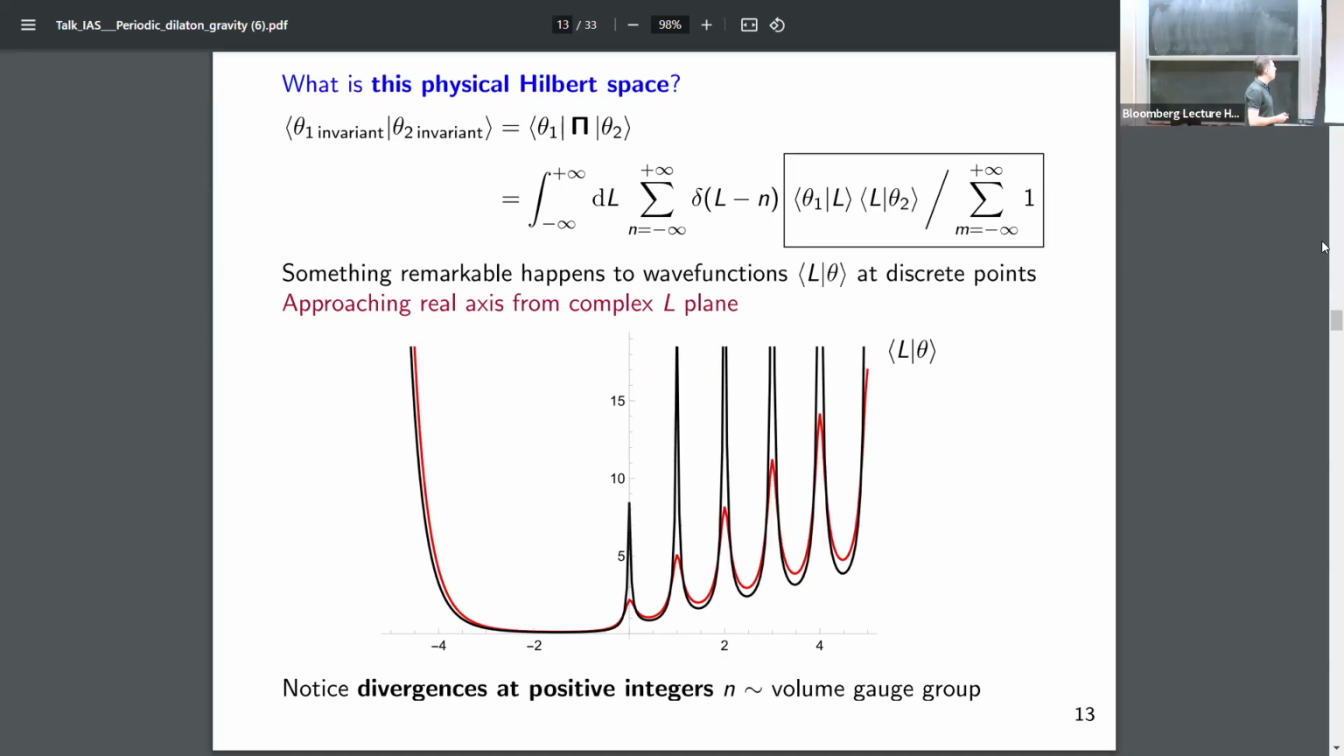So I think something quite remarkable happens here to the wave functions at the discrete points, which plays well with this infinite normalization factor. Namely, it turns out that these wave functions develop divergences at integers, and they precisely cancel with this infinity and give a finite sum over n here.